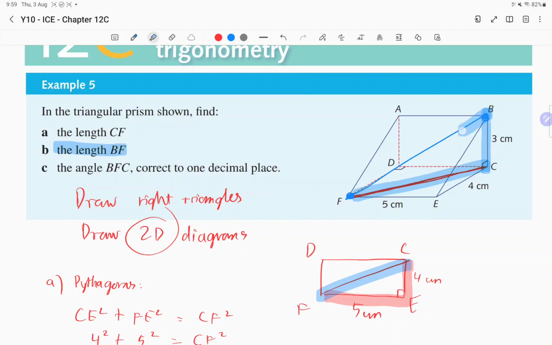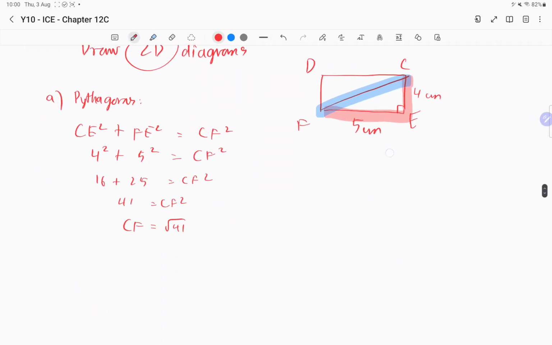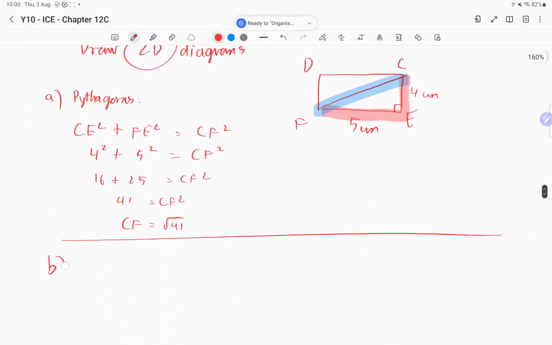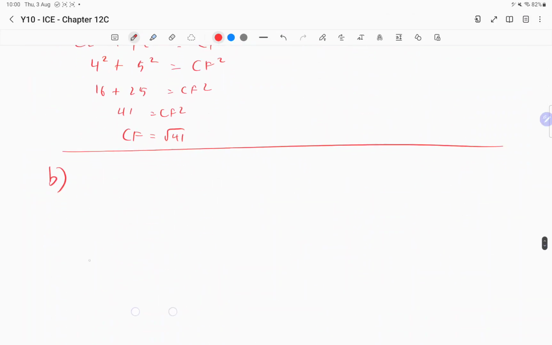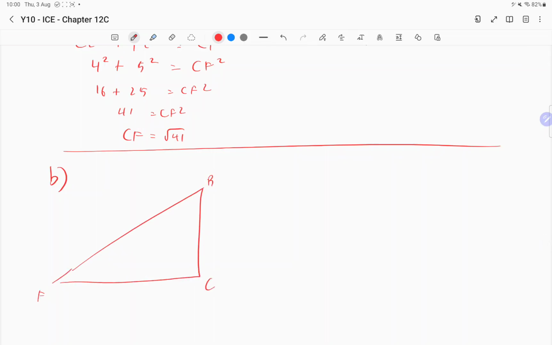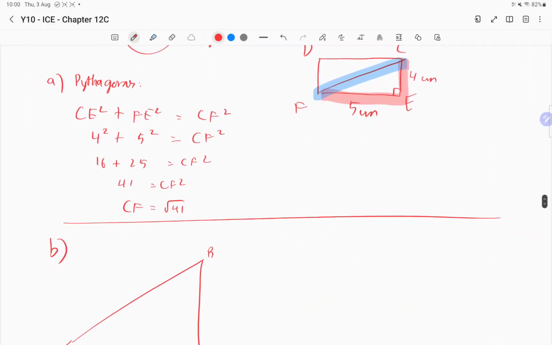So now I will want to draw CBF, and that's a right angle triangle, and I'll highlight the triangle here. It's roughly this triangle. That's like a vertical triangle, but then it's a little bit slanted. We can still draw it out and then see what the sides are. So for question B here, CBF will look something like that. So for FBC, we already found CF to be square root 41, and then BC was 3.